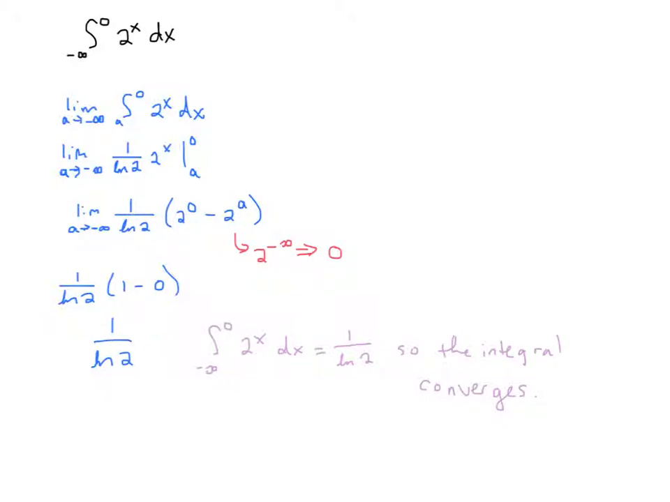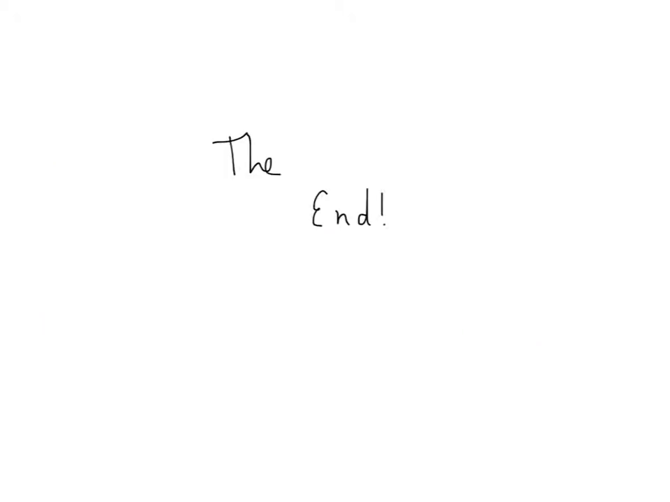That means that my integral is equal to 1 over the natural log of 2, which is just a number, so the integral converges. And that's it for this video. We'll be using improper integrals a lot for the rest of the unit, but not necessarily by themselves. They're going to be used for something else.